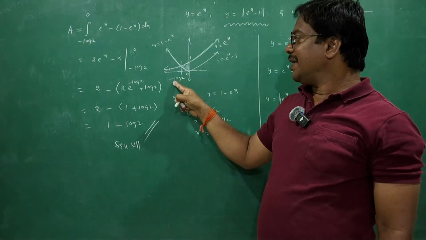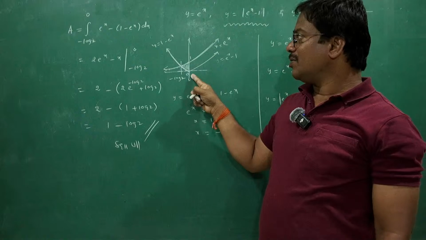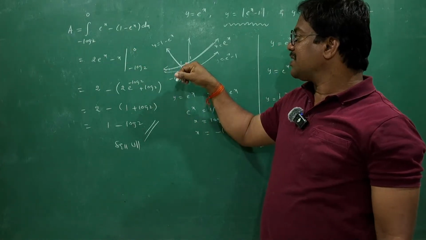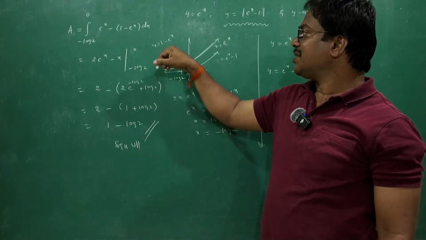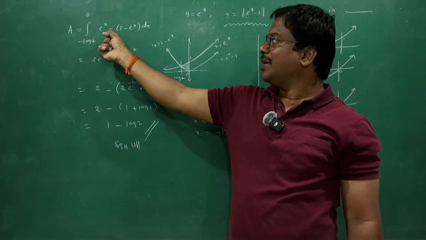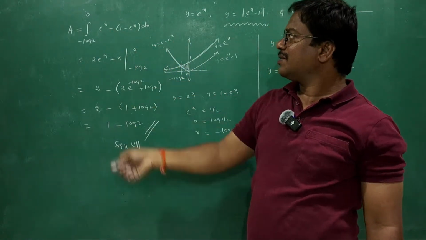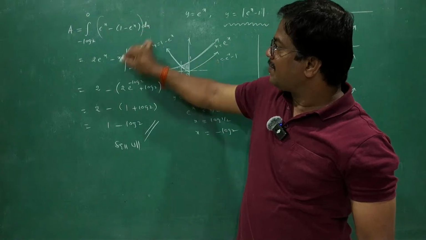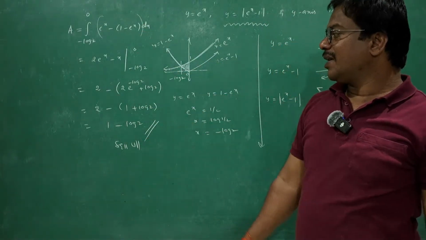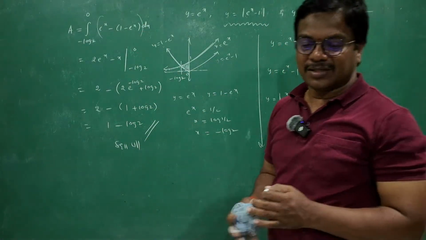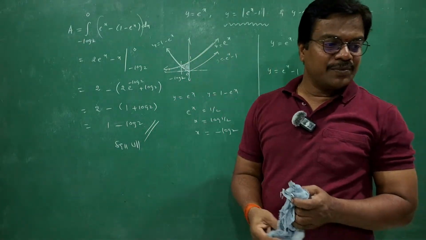The lower limit is minus log 2, the upper limit is 0, in which the greater function is e power x and the least function is 1 minus e power x. So greater function minus least function gives the area. On simplification, you will get 1 minus log 2 square units. Let us move to the next one.